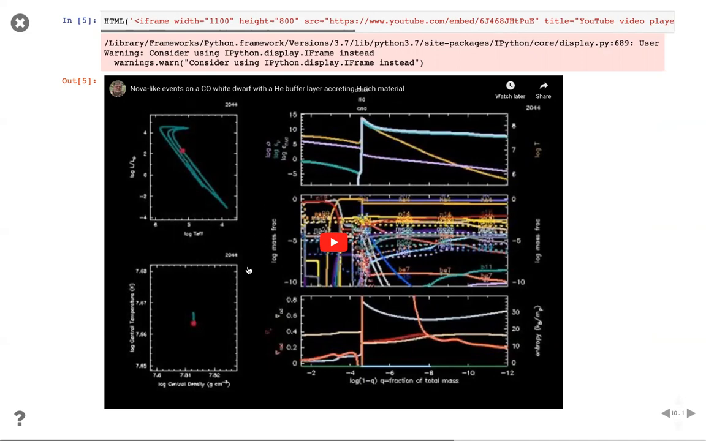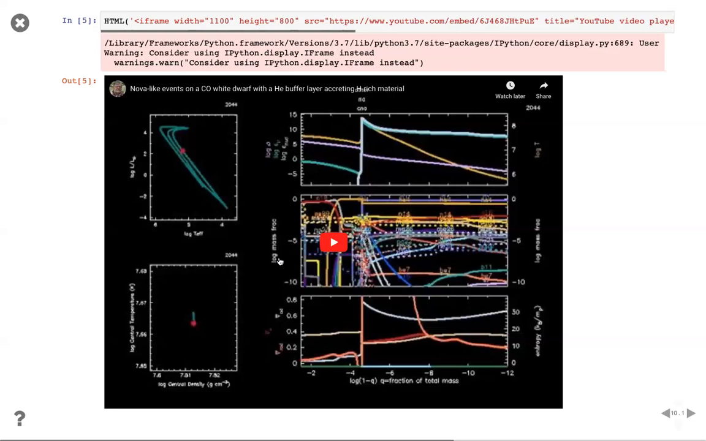The only difference of this MESA simulation from nova simulations that can be done with the NOVA framework, I will show you this later, is that here the white dwarf still has a helium buffer layer. You can see it here on this panel, the middle right panel.